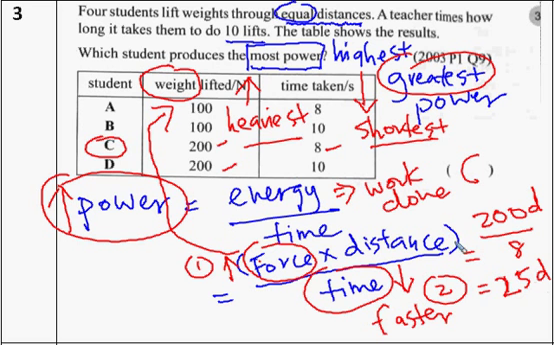But for the other options, if I look at D, it is 200 over 10. 200 over 10, I'll get 20d. So it's still not the greatest. So the best answer in this case is still option C. Okay, that's all for question 3.